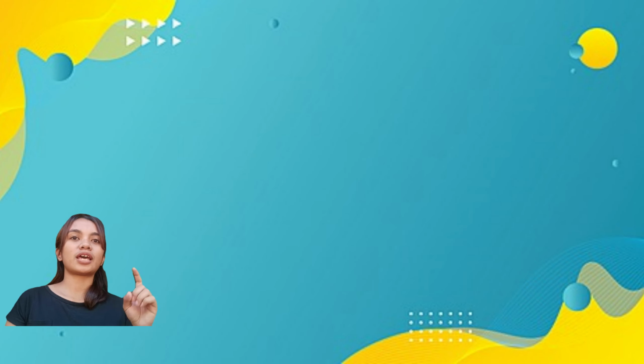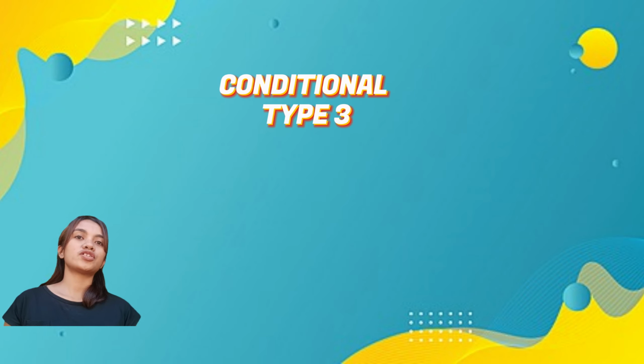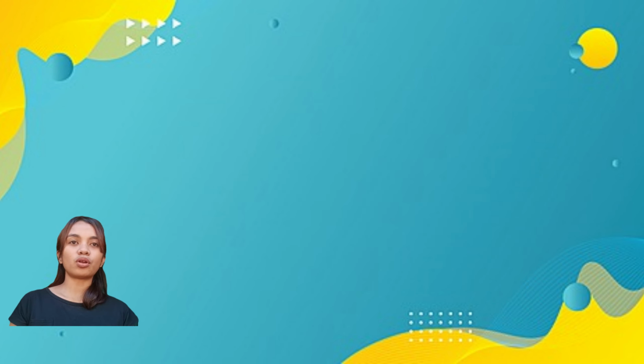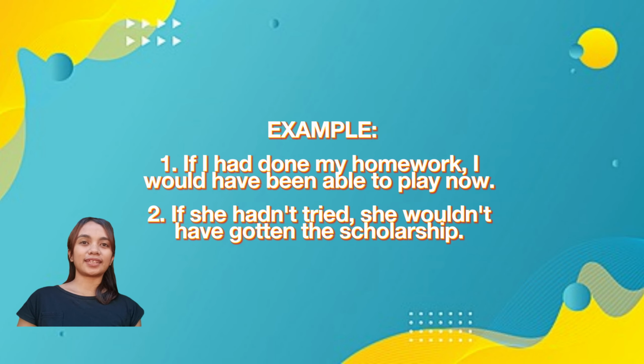While conditional types 1 and 2 talk about conditions that haven't happened yet, conditional type 3 is used to revert to the past and imagine how the current situation could be different if what happened in the past was different. The formula is as follows: if plus past perfect, comma, would have plus verb 3. For example, if I had done my homework, I would have been able to play now. Or if she hadn't tried, she wouldn't have gotten the scholarship.